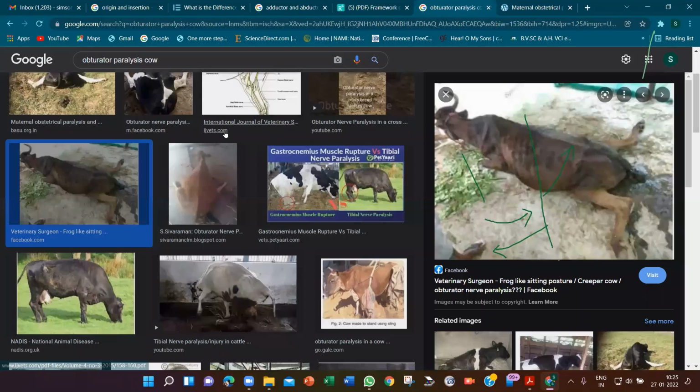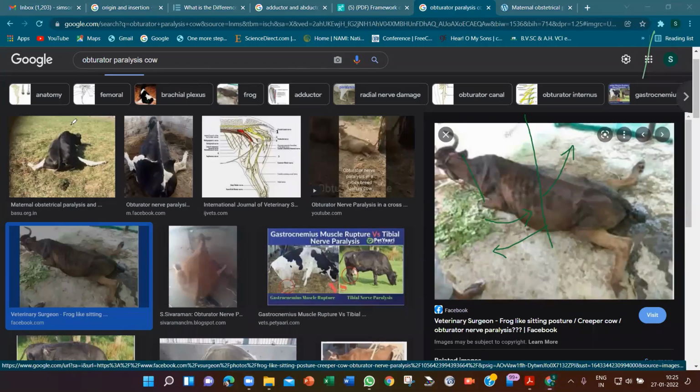So, for example, this is an animal with obturator nerve paralysis. After giving birth, the leg has to be brought back and the animal has to stand. But because of the injury in the nerve which supplies the adductor muscle, that adductor muscle is not working, so the animal cannot stand. If one side is paralyzed, then they need assistance, and then they can stand. If both sides are not working due to obturator nerve paralysis, then the animal cannot stand up. This kind of animal cannot bring the legs back, they cannot adduct, because that muscle is not working. This kind of problem you can see after parturition.